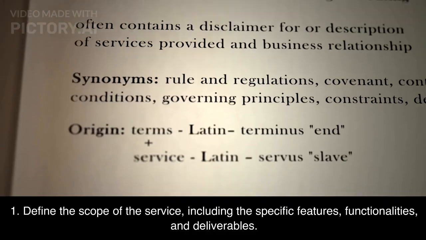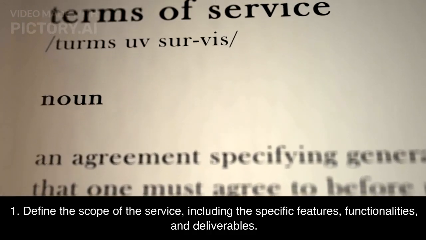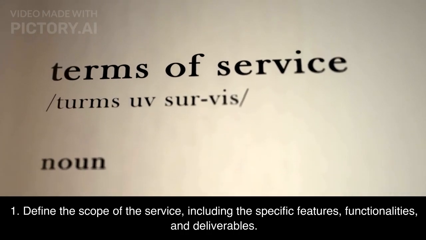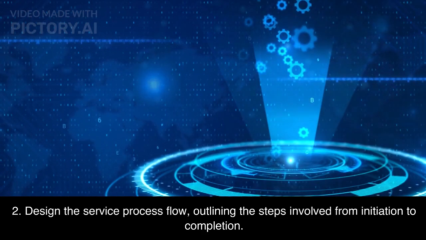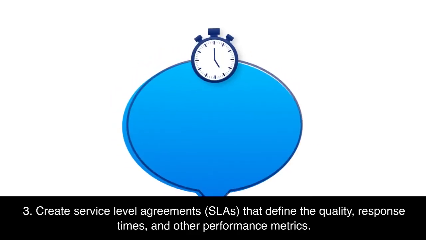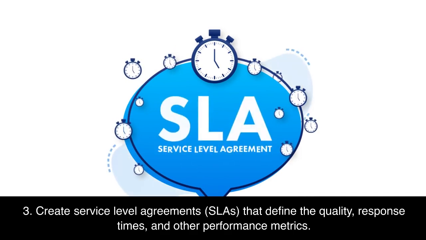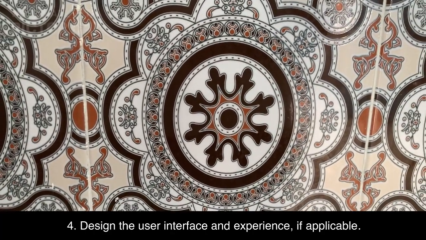Service design. 1. Define the scope of the service, including the specific features, functionalities, and deliverables. 2. Design the service process flow, outlining the steps involved from initiation to completion. 3. Create service-level agreements, SLAs, that define the quality, response times, and other performance metrics. 4. Design the user interface and experience, if applicable.